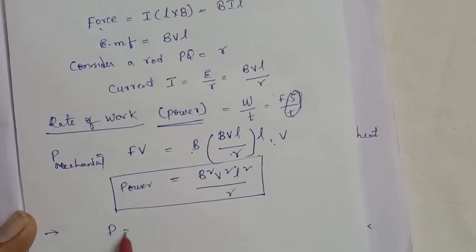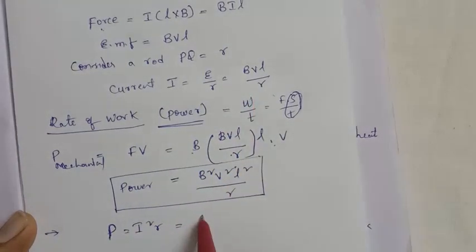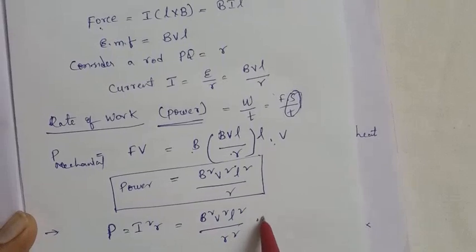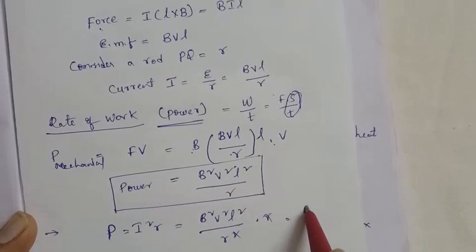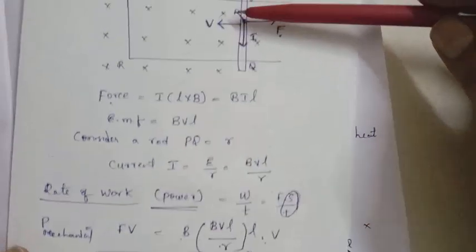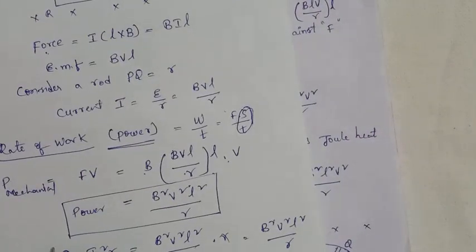At that time, the power is equal to I square R. What is I? I is B V L by R, so power is B square V square L square by R square into R. R gets cancelled, and again we get B square V square L square by R, the same formula. So due to the work you are doing, this power is dissipated in the form of thermal heat.